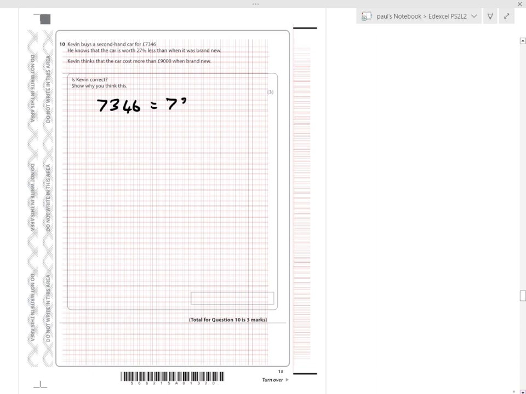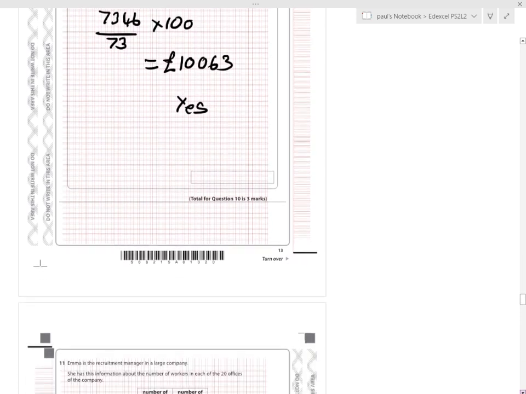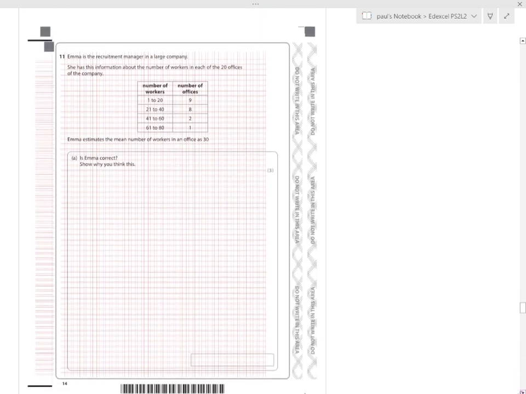This is 73%. So if we take our 7346 divided by 73 and times it by 100, we'll find the original value is 10,063 pence. And is Kevin correct? Yes. Don't forget to answer that bit, otherwise you'll lose a point. And we don't want that.